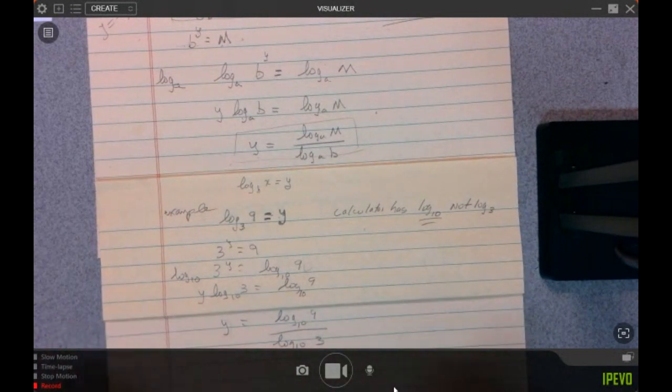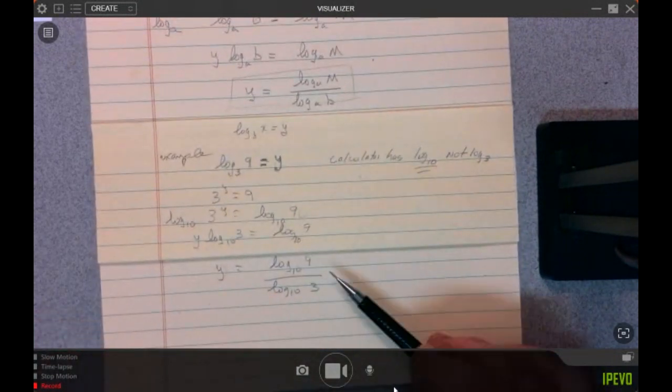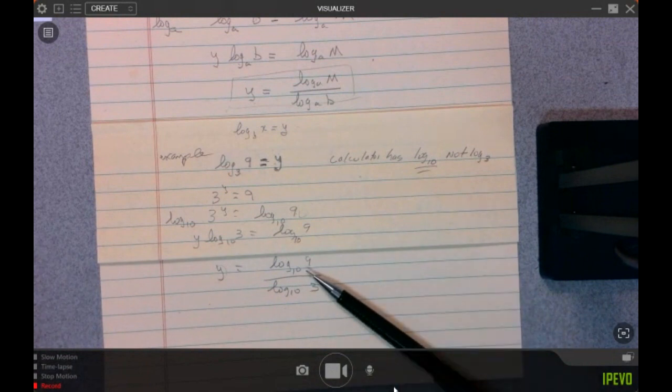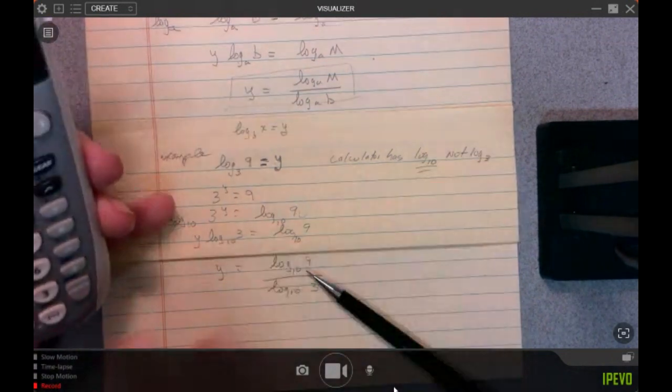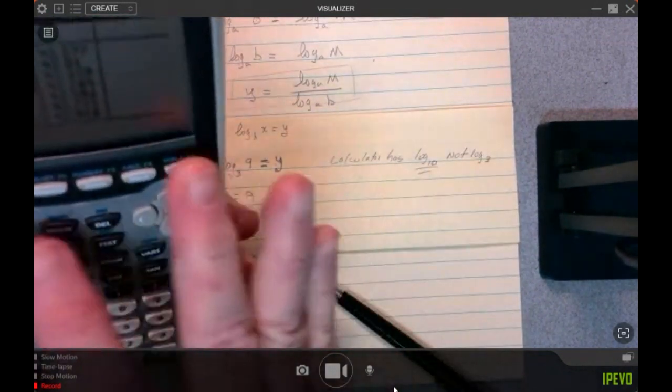Okay, now, so what good was that? Well, my calculator can do this. It can do log base 10s. It can do a log base 10 calculation. It sure can. So here we go, ready?